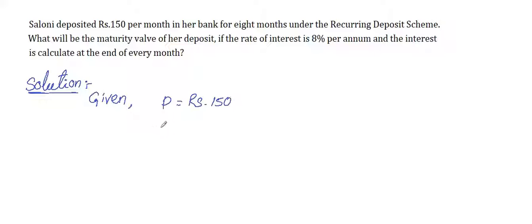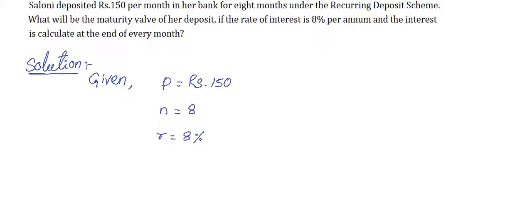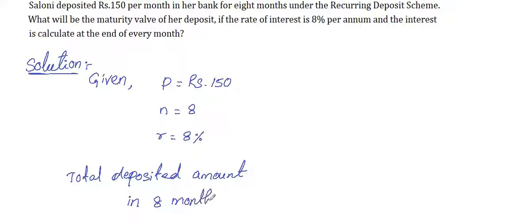So the deposited amount is given, which is 150 rupees. Let's say P is equal to 150, N is equal to 8 months, and the rate of interest is 8%. First, find the total amount she deposited in 8 months. Every month she used to deposit 150 rupees, so in 8 months it would be 150 times 8, which is 1200 rupees. So the total amount deposited in her bank account is 1200 rupees.